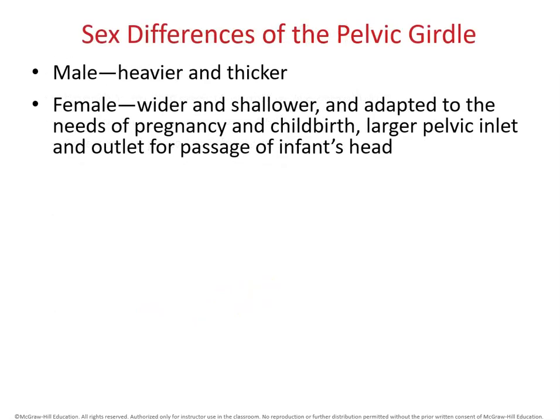So this is a very important slide. I'd like you guys to take a close look at this one. Males tend to have heavier pelvises with thicker bone. The walls of those flat bones are thicker. Females tend to have wider and more shallow pelvic bones, and this allows them to successfully go through pregnancy and childbirth. They have a larger pelvic inlet, the upper portion, and that allows for the infant's head to pass through.